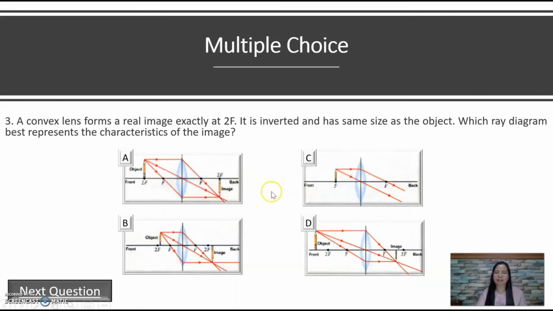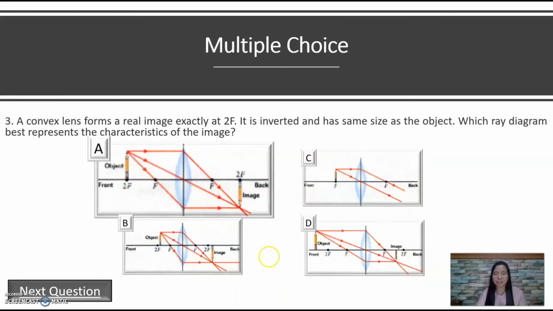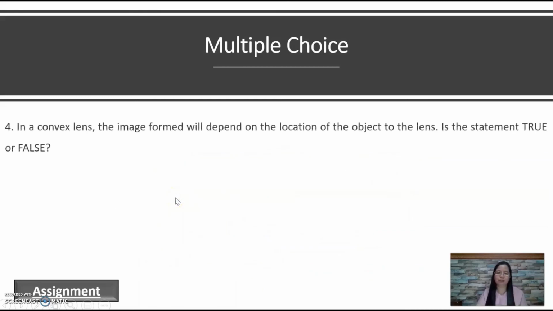Okay, so the answer is letter A. So this is the image that falls at 2F. It's a real image, inverted, and has the same size as the object. So your answer should be A. Is your answer A? Very good. Now let's proceed to question number 4.